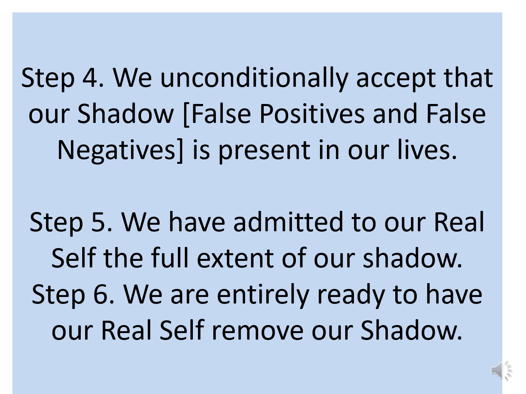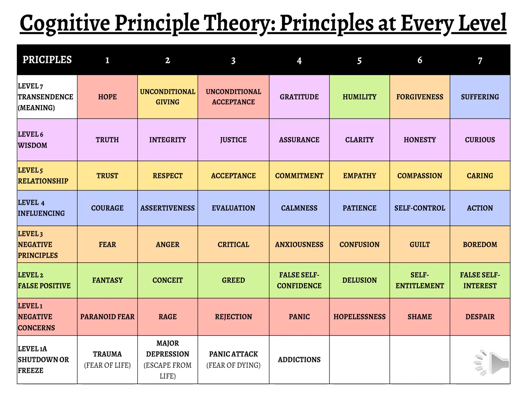If you've been through this second module and commit to those steps we've just read, 4, 5, and 6, you can now move on to Module 3. If you need to go back to the start of Module 2, you can work through it again. At the end of Module 2, at Step 6, we said we were entirely ready to have our real self remove our shadow. We're going to look at that in this module, Module 3.